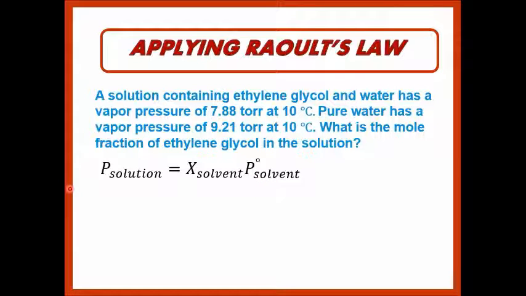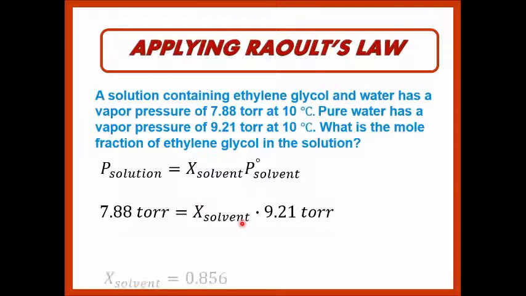So let's plug in what we know. We know that the vapor pressure of the solution is 7.88 torr, and the vapor pressure of our pure solvent, water, is 9.21 torr. Notice how the vapor pressure of the solution has decreased due to the addition of solute. We do not need to convert the units of the vapor pressure because both are given in the same units, and both of these vapor pressures are provided at the same temperature. We can isolate the variable, the mole fraction of the solvent, by dividing by 9.21 torr on both sides, giving us the unitless mole fraction of 0.856. This is a reasonable answer because it's less than 1.